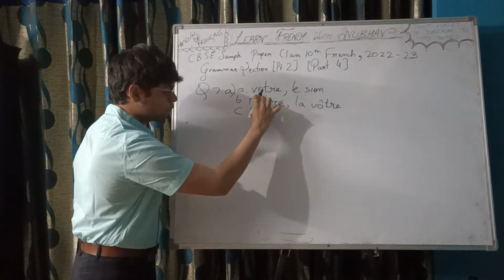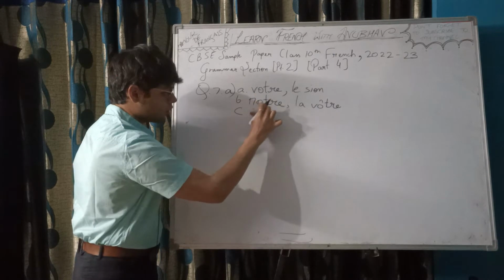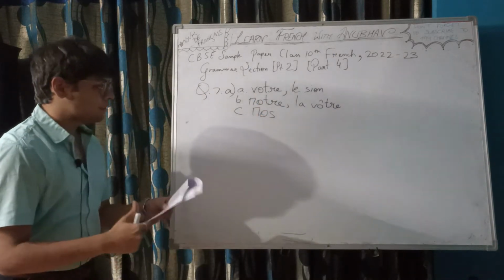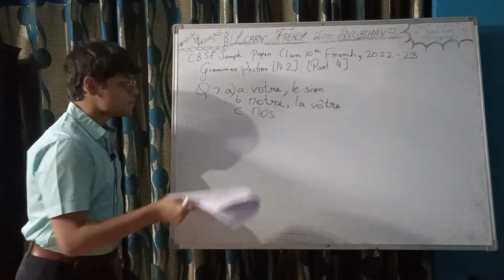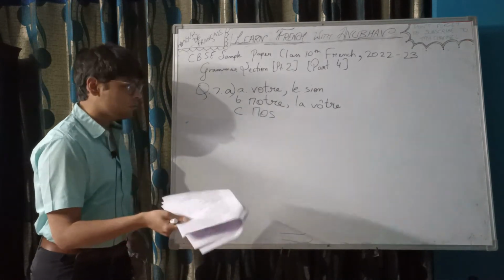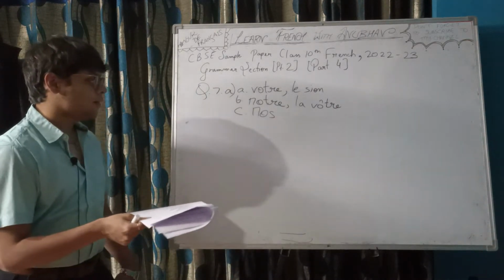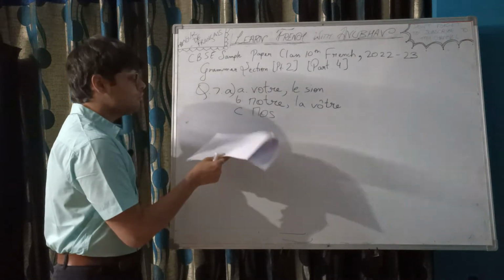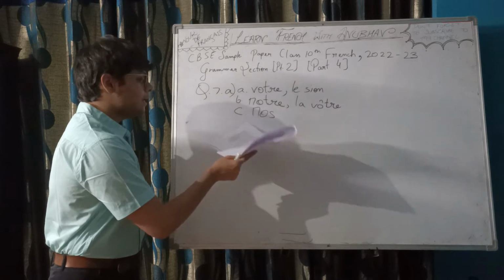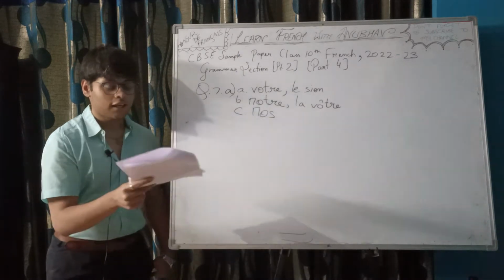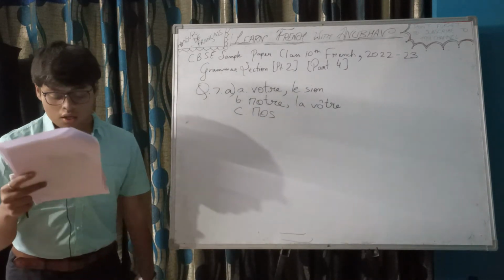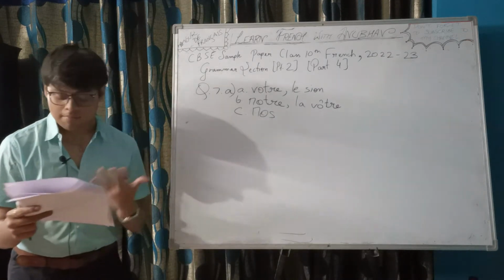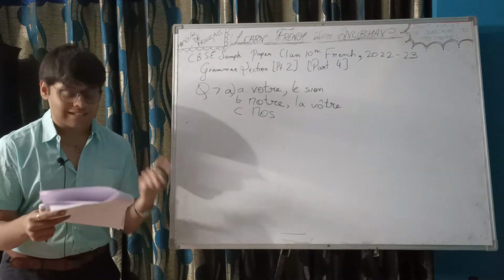Adjective possessive for what? First person plural. And when the first person plural is the possessor, and the noun with which we are replacing is plural, right? Et nos voisins, and our neighbors invite theirs, right?